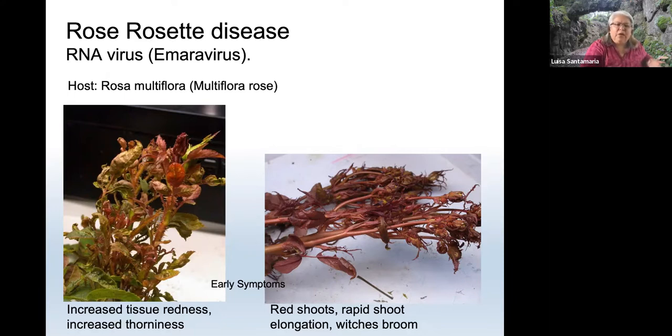But then one of the symptoms they started to see was increased tissue redness and thorniness in the plant. Also, the terminal shoots were red, and there was a proliferation and elongation of shoots, like the witch's broom that we call it. This can also happen when you apply some chemicals like 2,4-D, producing a proliferation of shoots in the terminal part.